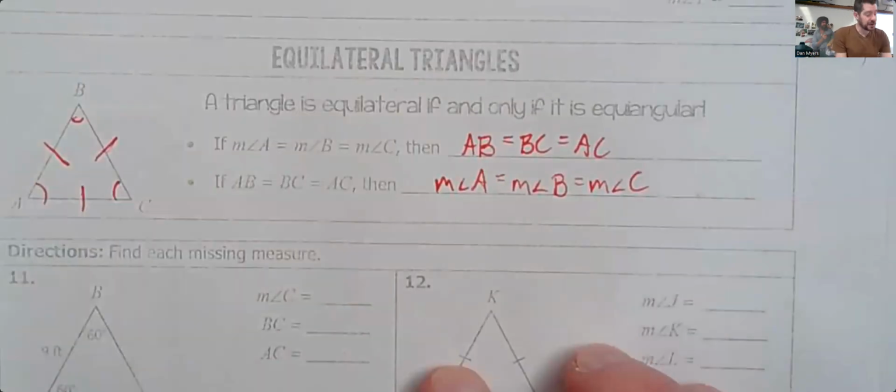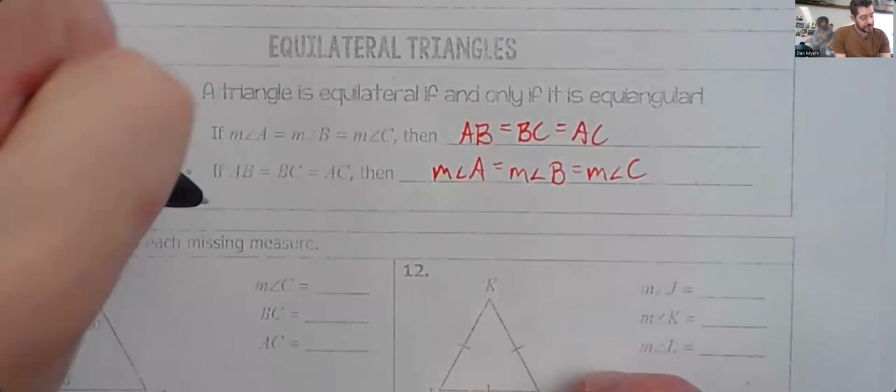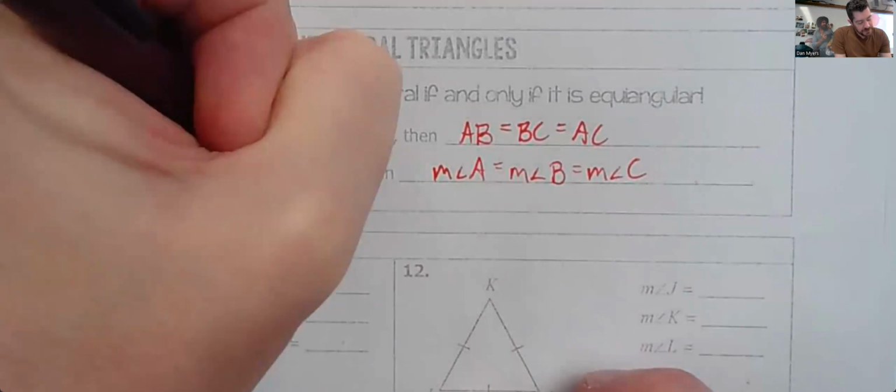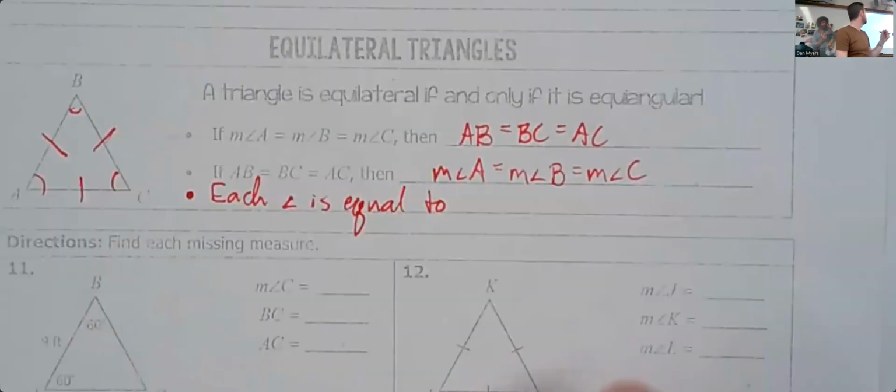And right underneath here, I'm going to put another dot because we're going to write in something else. Each angle is equal to what? Who can tell me that? If you have a triangle and all three angles are the same, automatically you know what each angle measurement is if it's equilateral. Close? 60. Yeah. Is equal to 60 degrees.